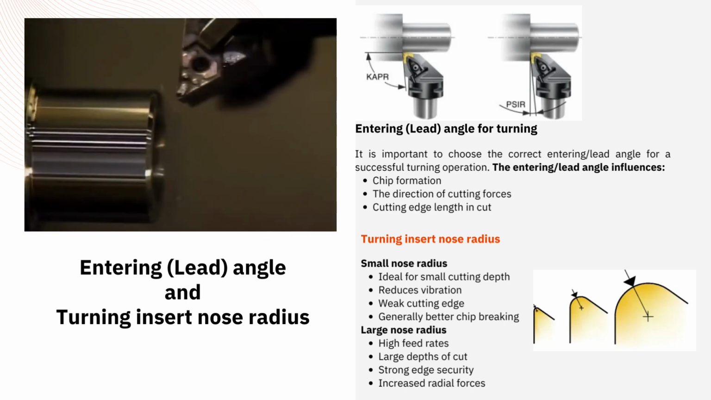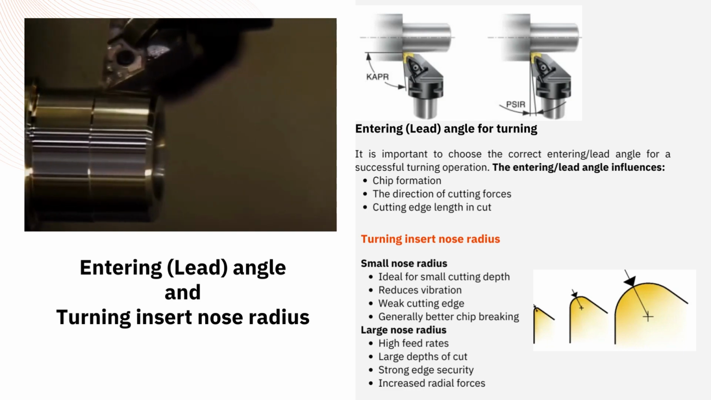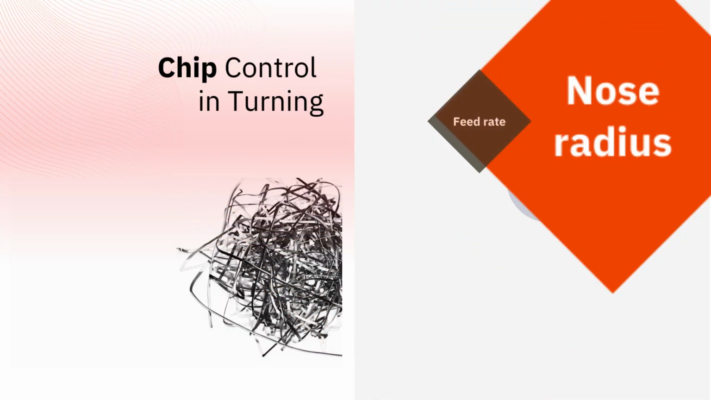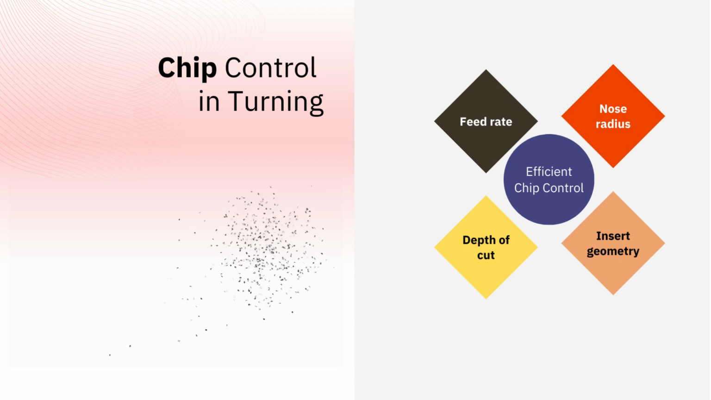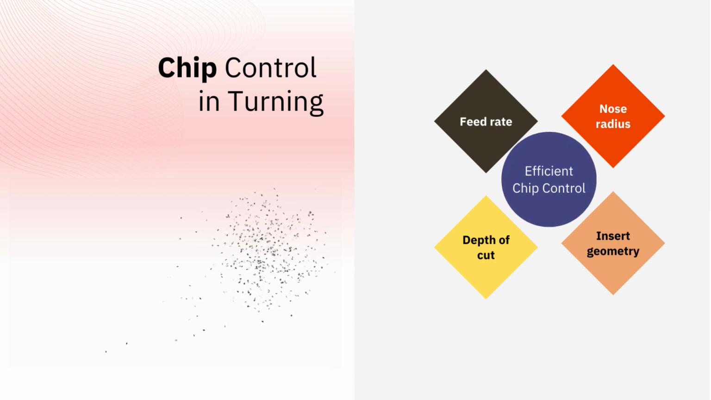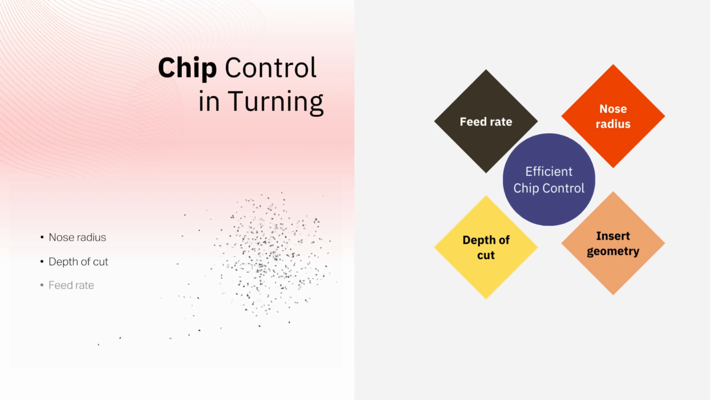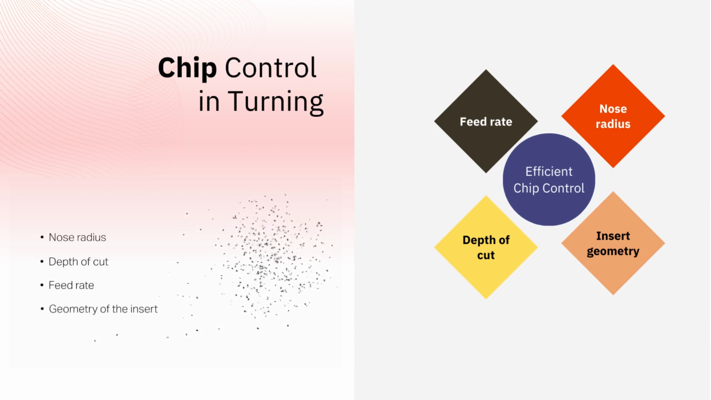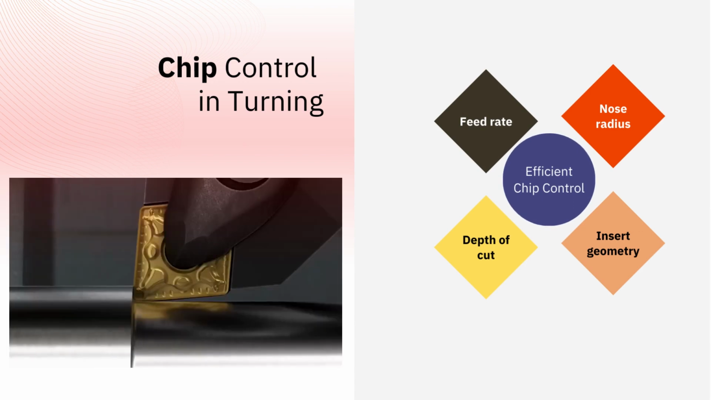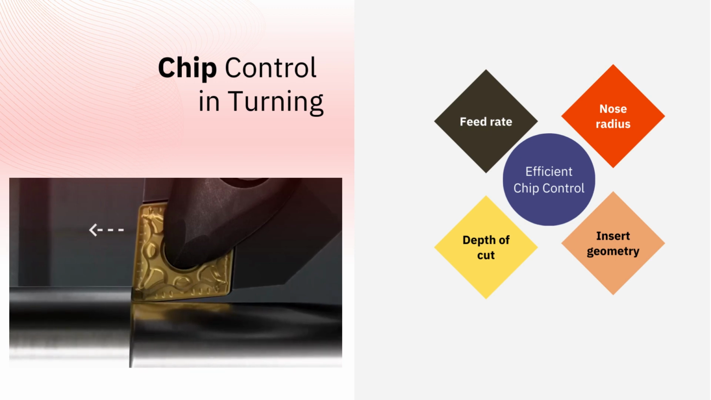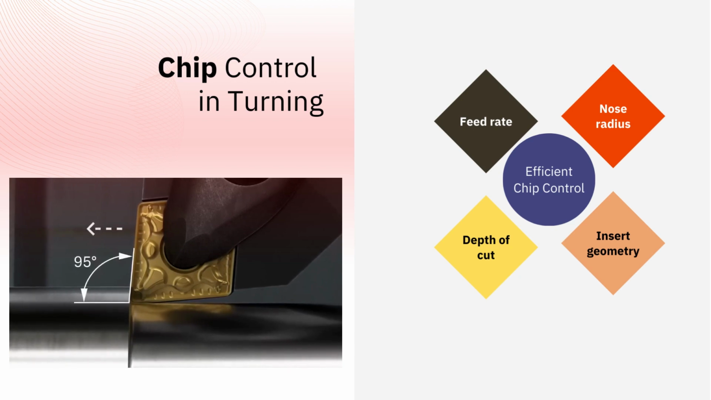Chip control in turning. Long chips are one of the main problems for turning operations. The reliability of the continuous turning process is a significant necessity of mass production and automatic manufacturing systems. Long chips are the main problems for continuous turning operations, and chip break is difficult during the machining of ductile steel and superalloys.